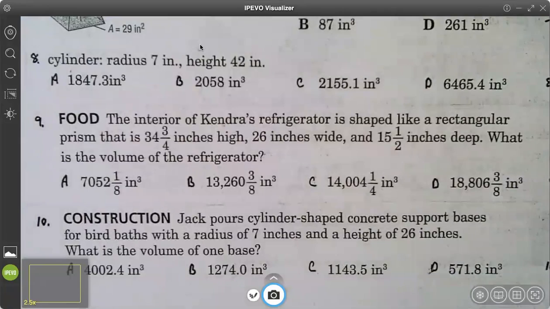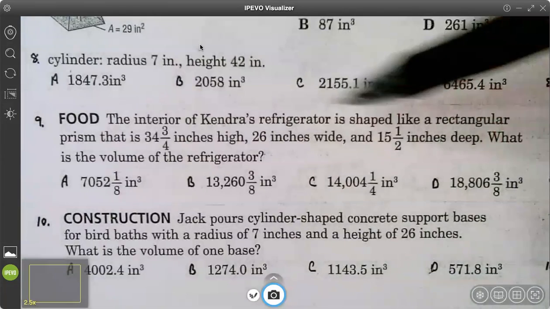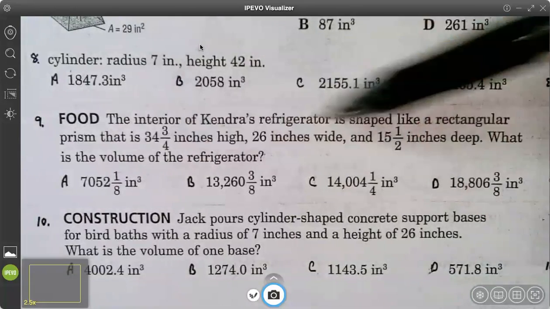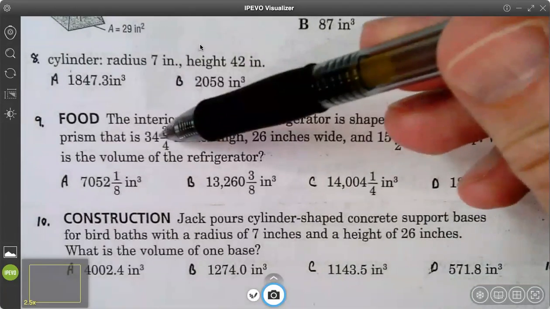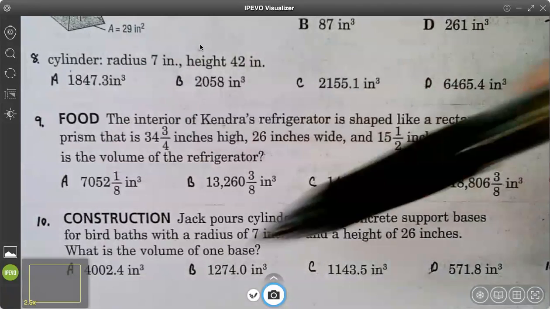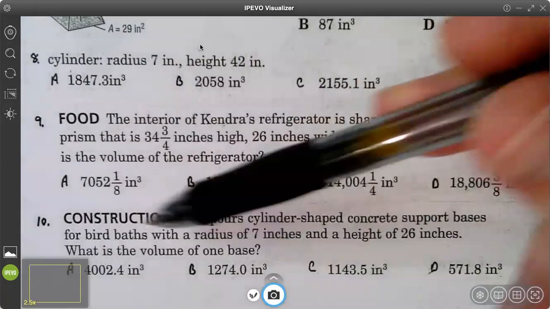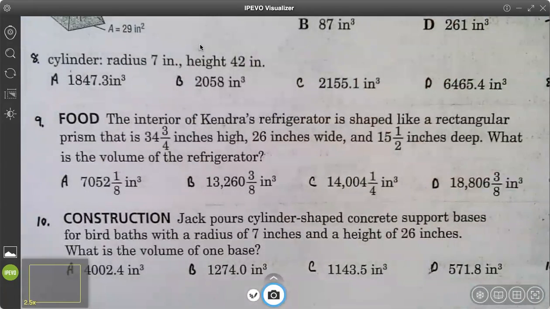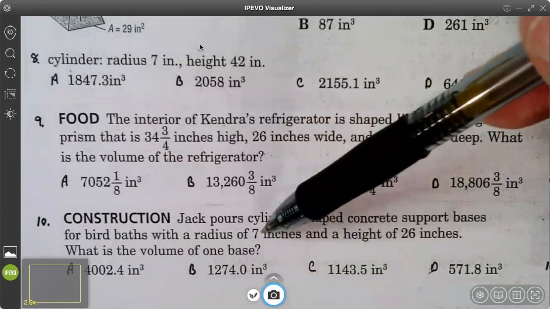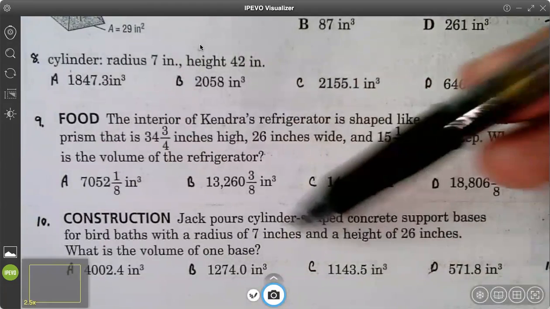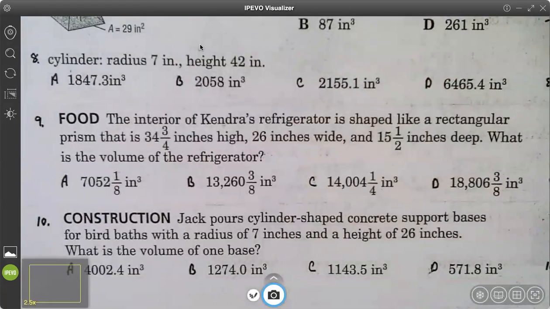Let's just look at number 9 and 10. Number 9 says the interior of a refrigerator is a rectangular prism, and it gives you the length, width, and depth. So you just multiply those three numbers together to get your answer. Number 10, Jack pours cylinder-shaped concrete support bases for bird baths. So it doesn't matter they're bird baths. All that matters is we have a cylinder, the radius is 7, the height is 26. So you would plug 7 in for radius, 26 in for the height. Here, length times width times height is just multiplying these three numbers together.